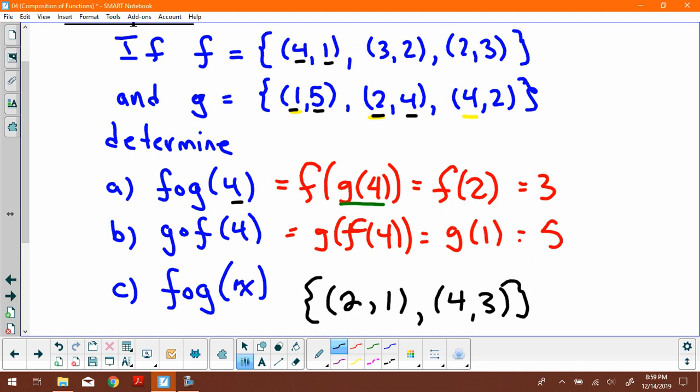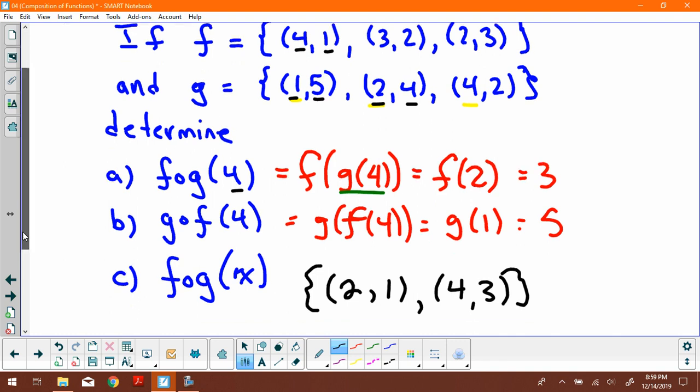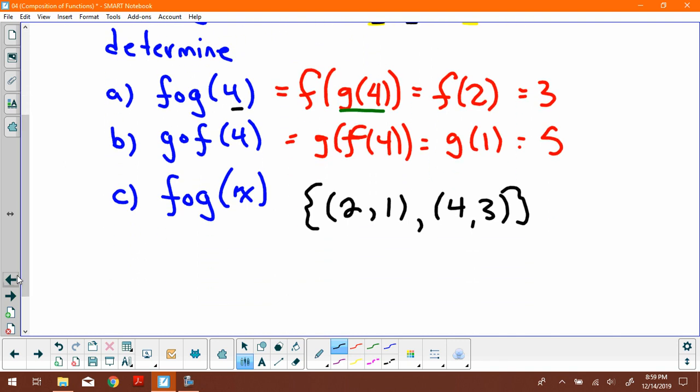So my new function, f of g of x, actually has fewer points than the original because one of the values for g didn't work out in f. That's a side point here: the domain of f of g can't be any bigger than the domain of g, but it could be smaller. So our domain is smaller.